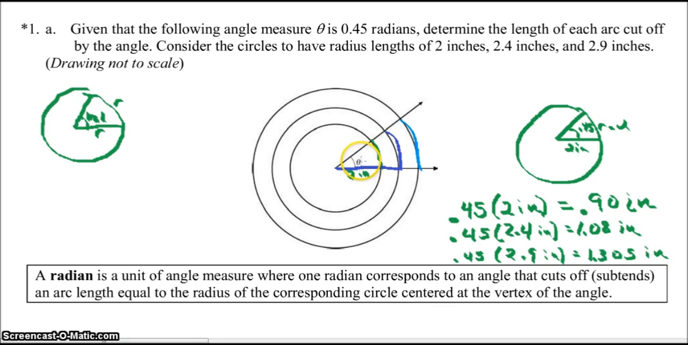But because this angle theta is 0.45, it just means that these arc lengths are going to be 45% of the radius, because a radian is a unit of angle measure where 1 radian corresponds to an angle that cuts off basically 1 radius. So 0.45 radians means that the angle cuts off 0.45 of the radius, 45%.